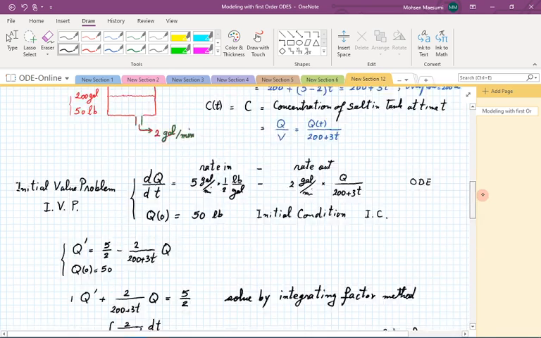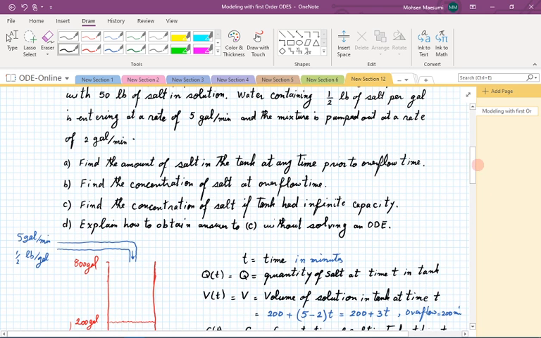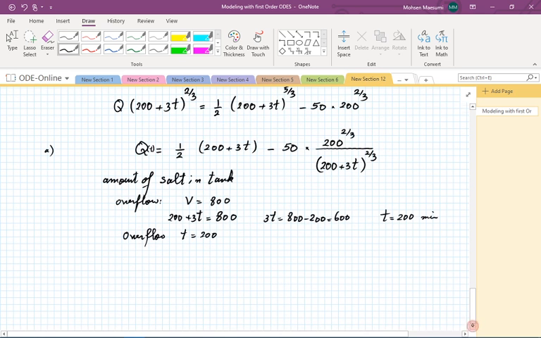So let's go back, look at the question. Find the amount of salt in the tank at any time prior to overflow. So that means t is less than 200. Then it asks for the concentration at overflow time. So what this means is that the answer that we have is good for this span of time, because after the 200 overflow is happening, we have to think about plan B and what happens at that moment. Part B is asking for the concentration.